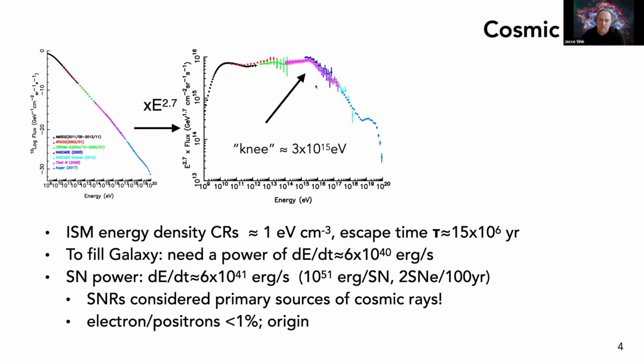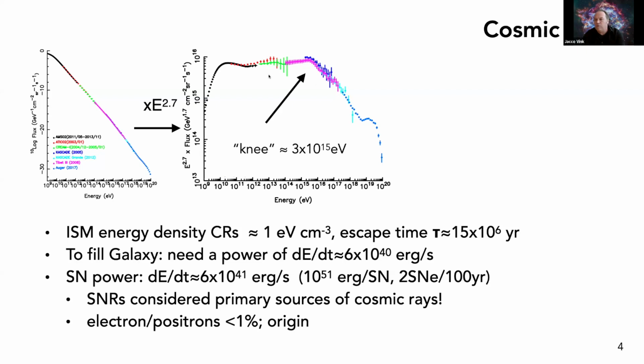Maybe it's even up to 10^17, 10^18 electron volt. There's still a quest to understand what's really happening here. For supernova remnants, we think we can go up to 100 TeV. So most of this will probably be from supernova remnants, but we don't fully understand everything here yet.